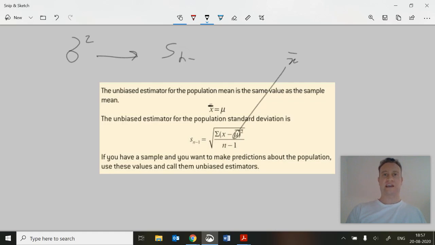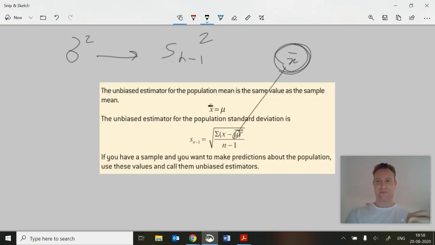But to get to this Sn-1 squared, which is what the calculator is calling it, we either need to have all of the values in the population, but assuming that we don't, then we need to use X bar in here. And then instead of dividing by n, we need to divide by n-1. Okay, now I've talked about that. This is the formula which they're giving you, and here you need to replace your mu by this X bar. And that gives you your unbiased estimate of the population standard deviation, given that you only have a sample.